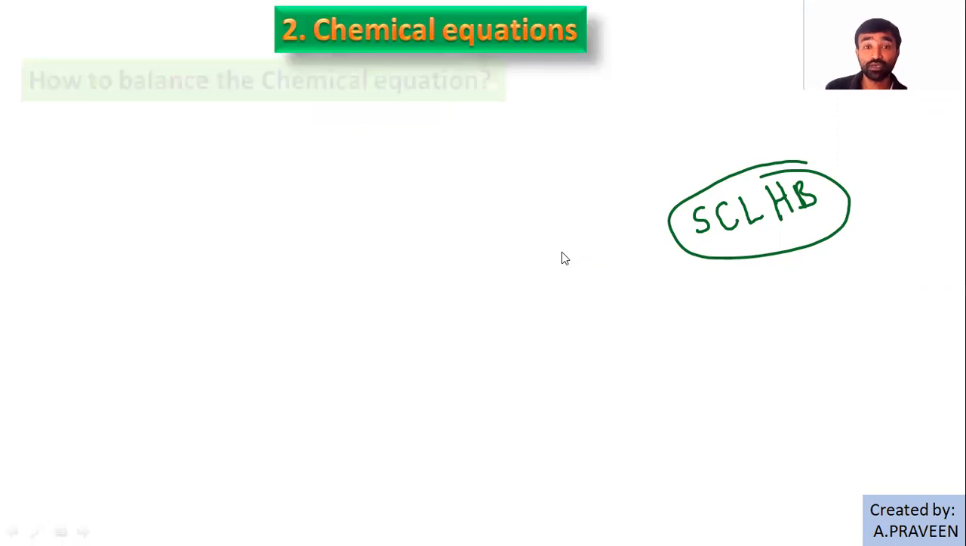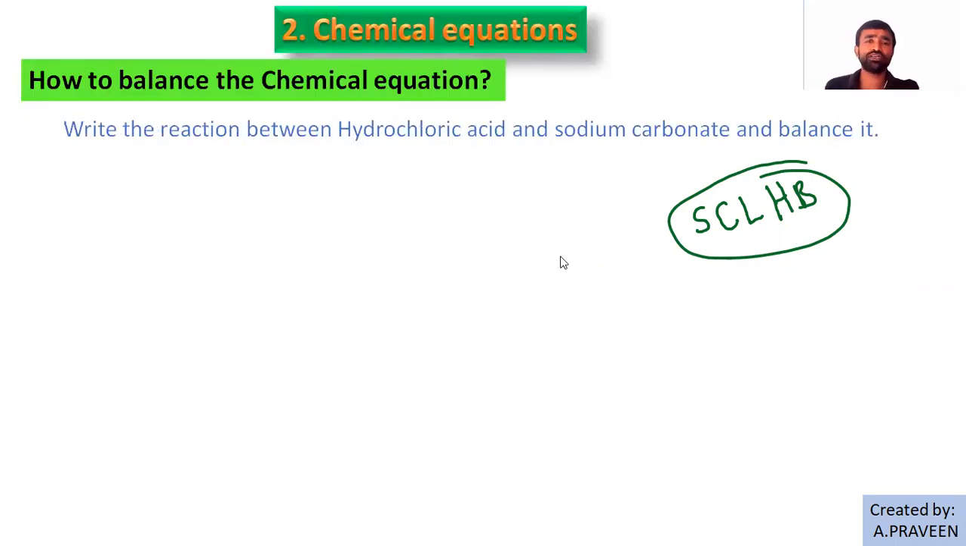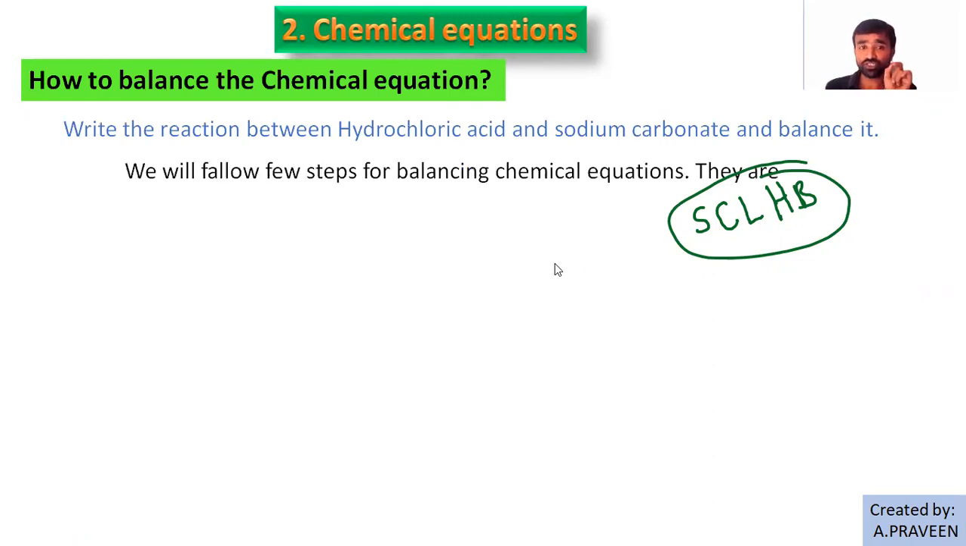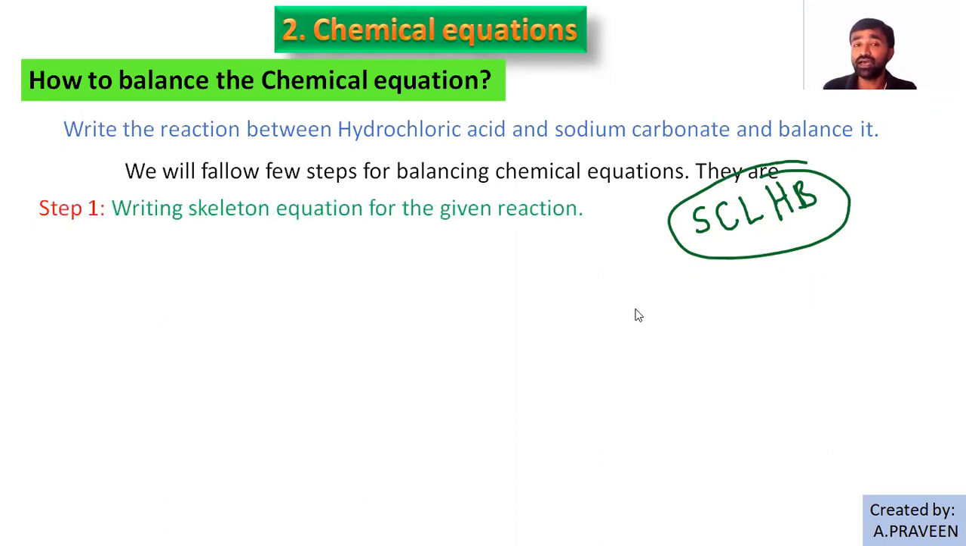The first step is writing the skeletal equation because the equation is not given here. So I will write the skeletal equation. These are the steps only we are following here, right? So the first step is writing the equation for the given reaction. That is my step one, writing the skeletal equation. What is that? HCl reacting with sodium carbonate. So I am using the formulas: hydrochloric acid, HCl, and sodium carbonate, Na2CO3.